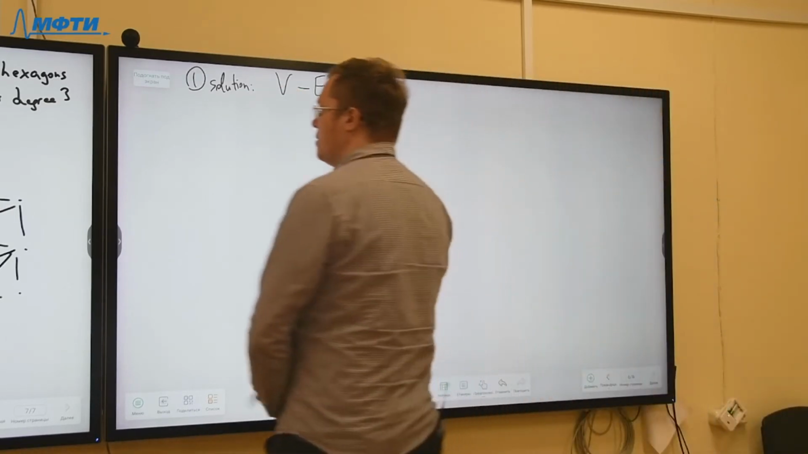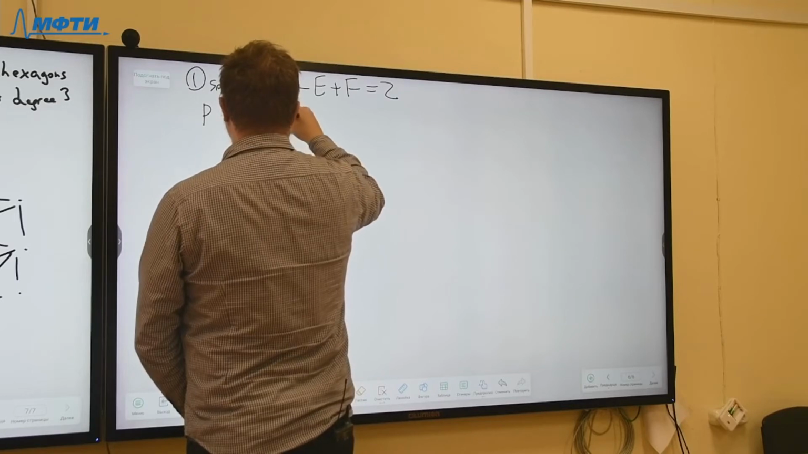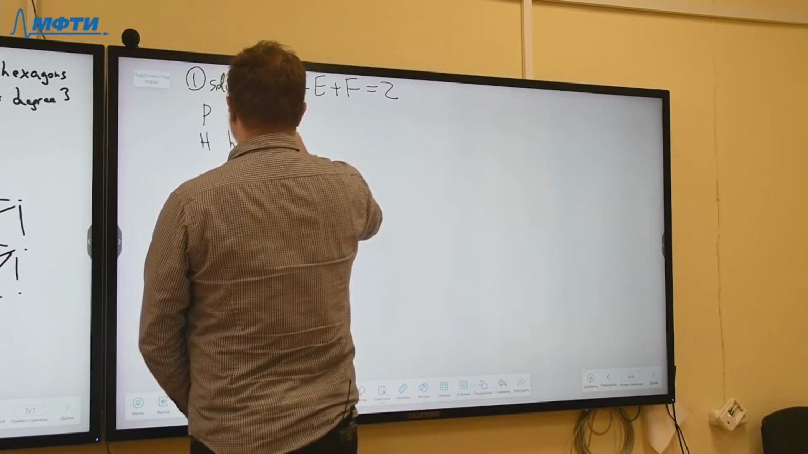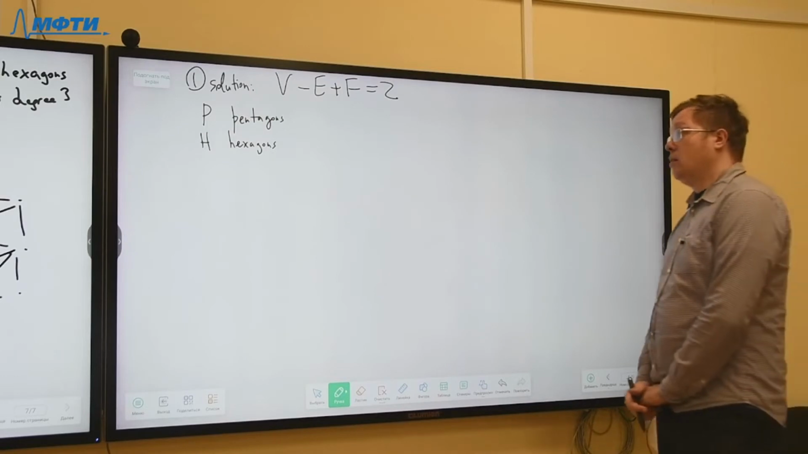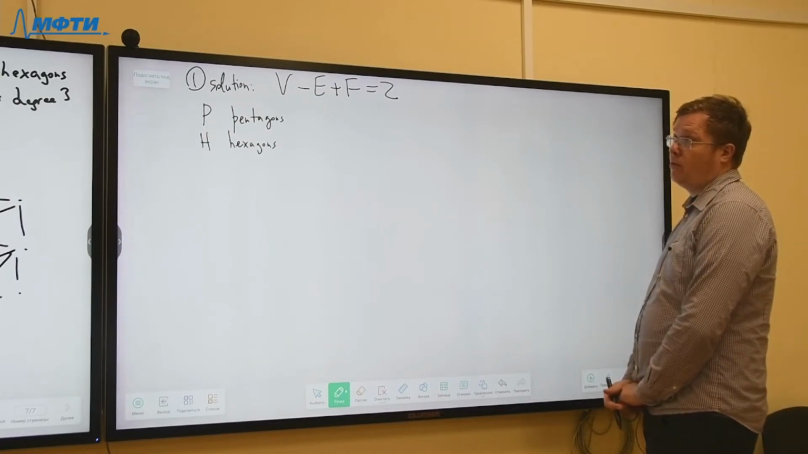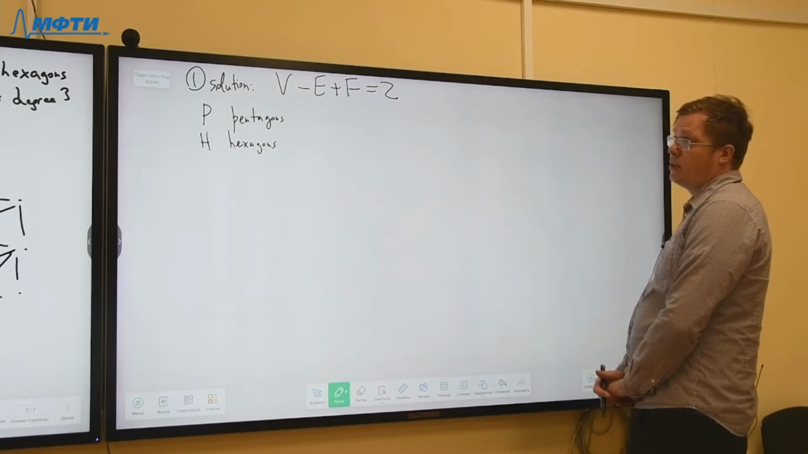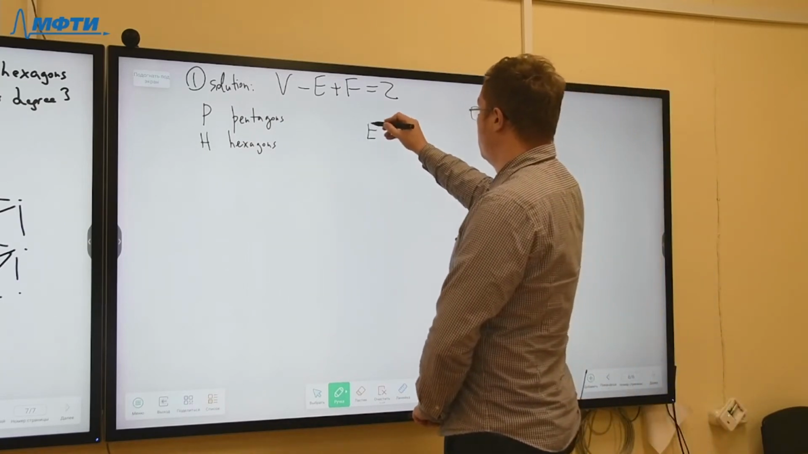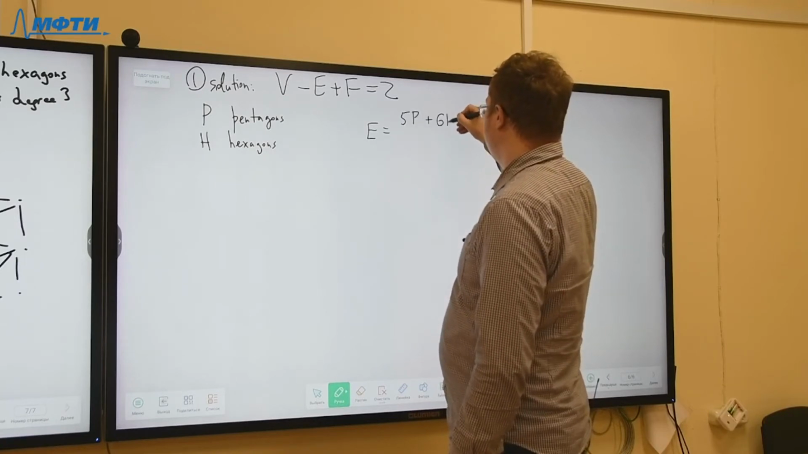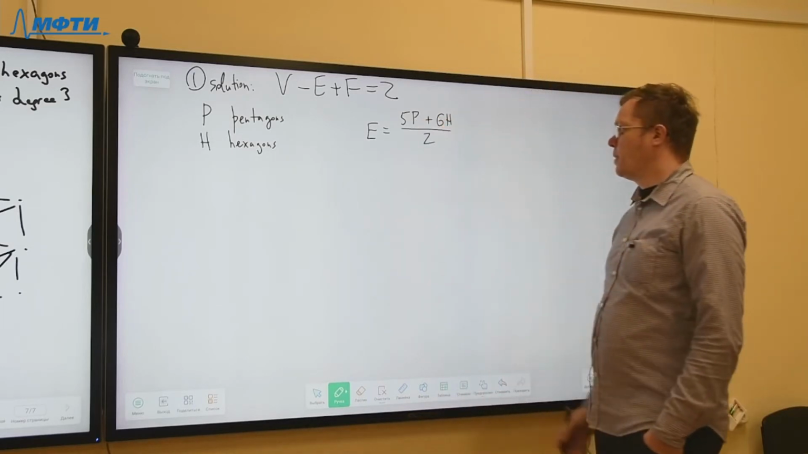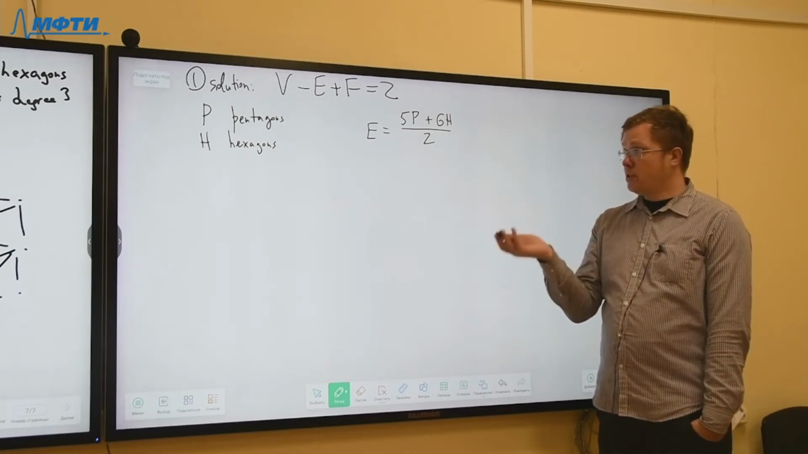So let's say that we have p number of pentagons and h number of hexagons. Then we try to find the number of vertices, edges, and faces using the number of pentagons and hexagons. So, for example, if we want to calculate the number of edges, each pentagon has 5 edges, each hexagon has 6 edges, and we divide over 2 because we count each edge 2 times.